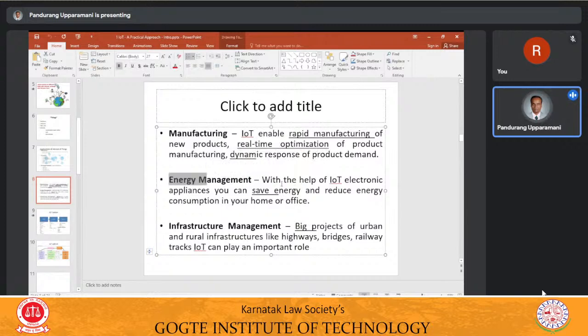Energy management. Energy nowadays is a very sensitive area where the batteries are playing a role. So this management also can be done. Infrastructure management, where big projects in the urban and rural areas like highways, bridges, railway tracks, etc., in these areas also the IoT can be very well used.